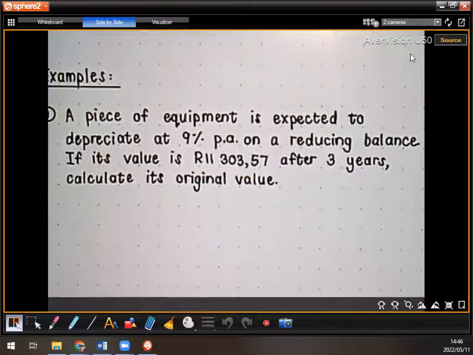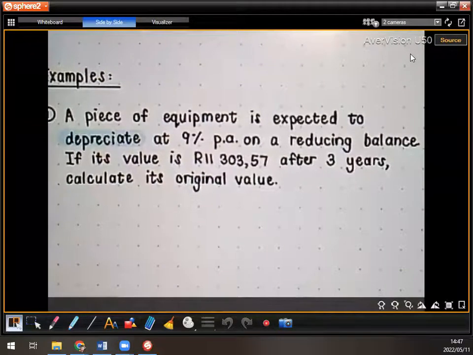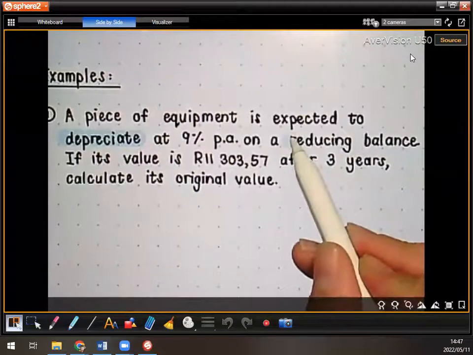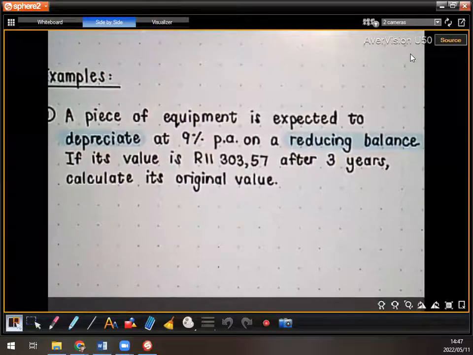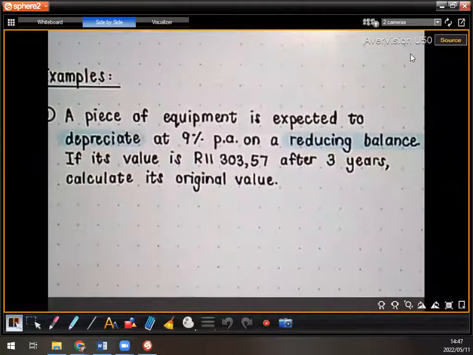That's the first question. What we need to notice here is that we're talking about depreciation, so we're going to have to put that minus in our formula. And because they're saying reducing balance, it's going to be the compound one. Straight line is the simple one, and reducing balance is the compound one.